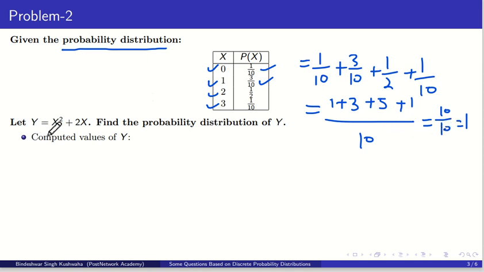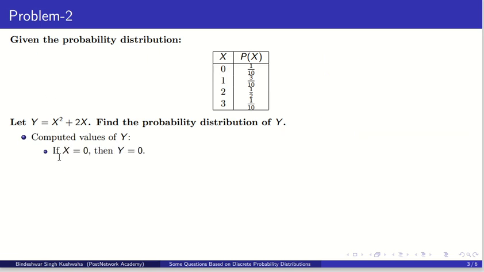So let Y be equal to X square plus 2X. We need to find the probability distribution of Y. Very simple. If X is equal to 0, you can see that Y is equal to 0. You just plug the value of X into this expression. Now when X is equal to 1, you plug in 1: 1 square plus 2 into 1, and Y will be 3.